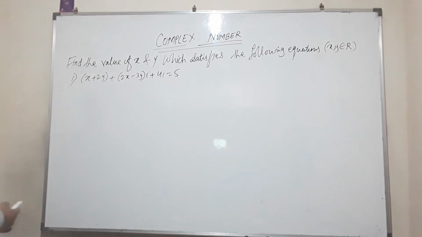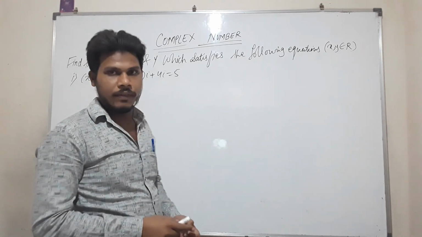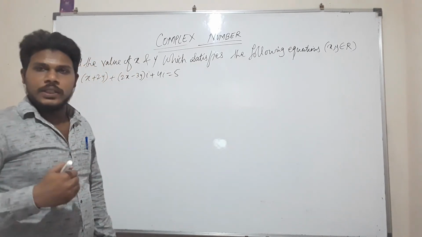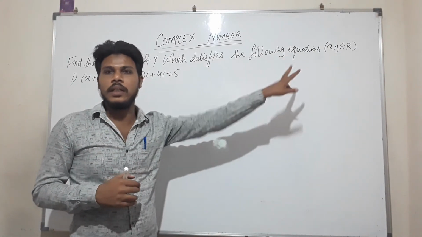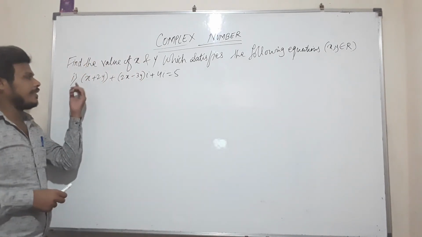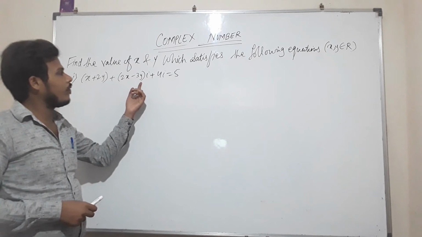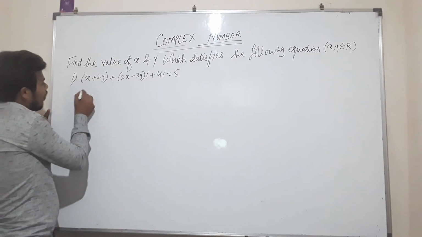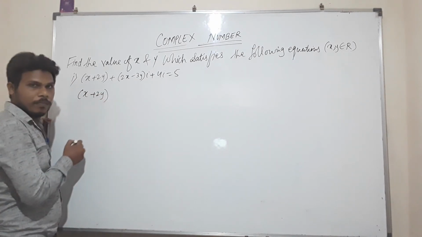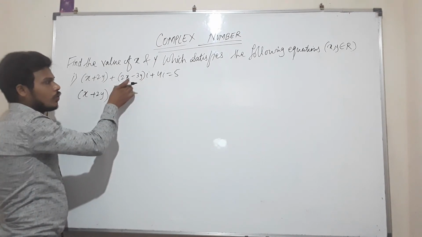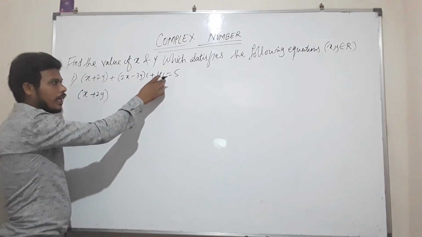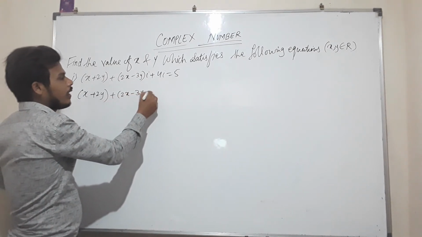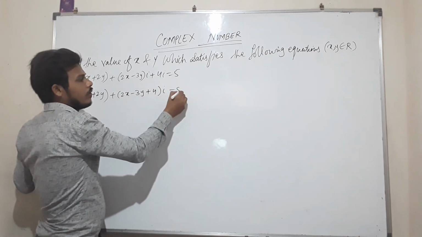Now next question is find the value of x and y which satisfy the following equation where x and y belong to real numbers. Means the value which we will get, that will be a real number. Now the equation is x plus 2y plus 2x minus 3y plus 4i is equal to 5. So we will separate the real part and imaginary part. Here there are two imaginary parts, so first we will combine this imaginary part.